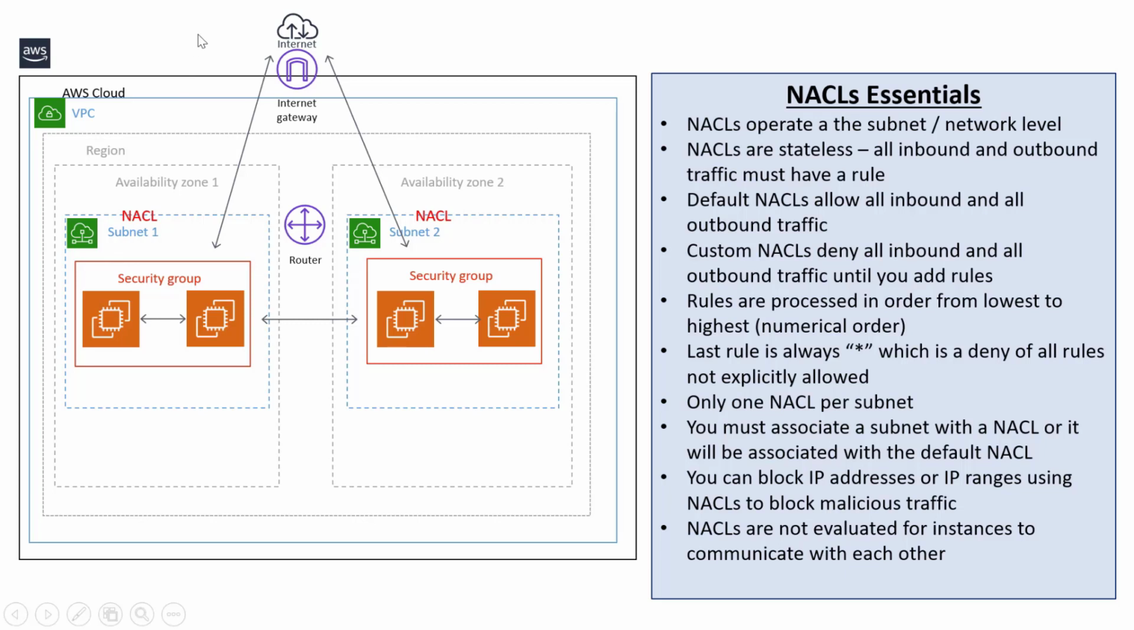You can block specific IP addresses or IP ranges coming into your environment, especially if it's malicious traffic. It's a great tool. You can use NACLs to block it. And remember that NACLs are not evaluated for instances communicating with each other. So that's it for the NACL Essentials. Let's get into the console and see some NACLs in action.